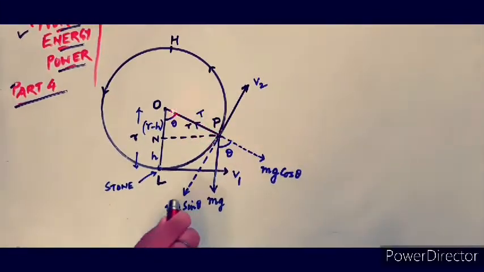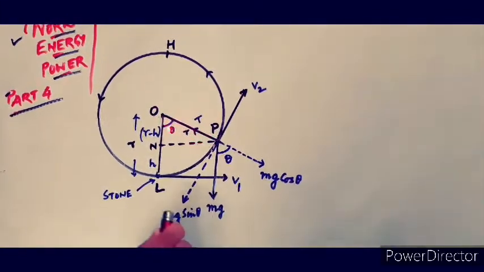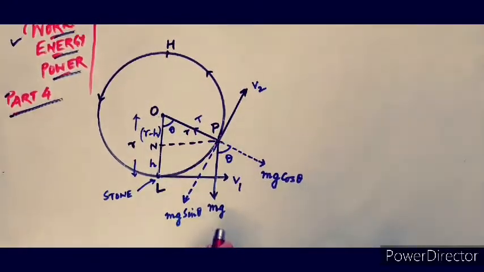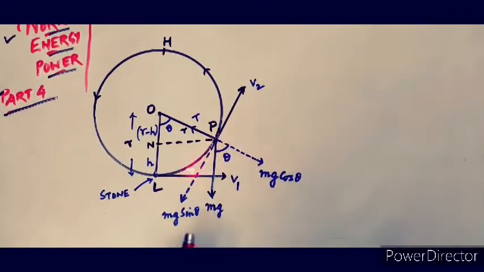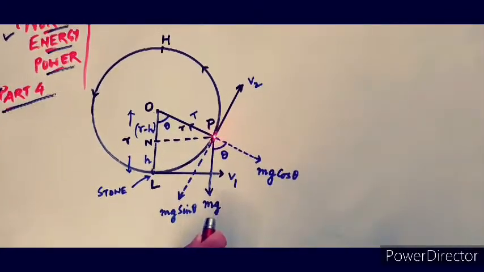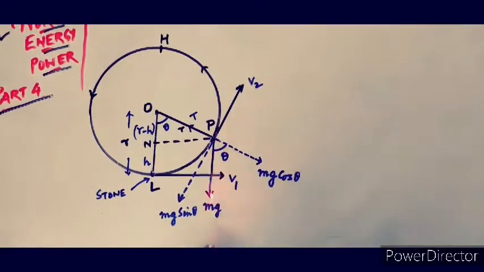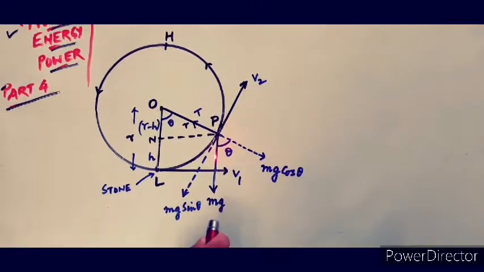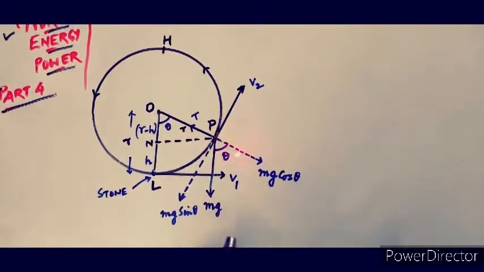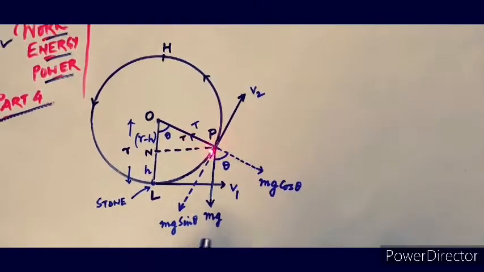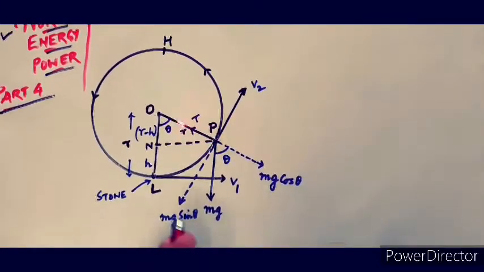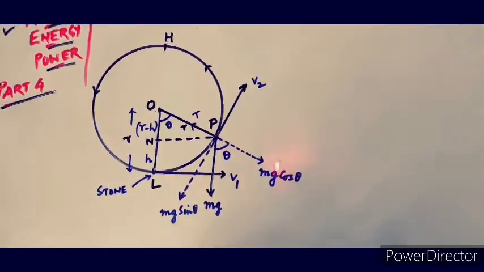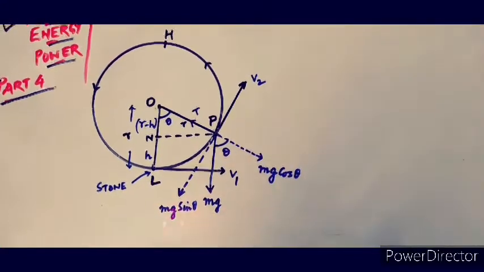Here T is the tension in the string or rope, by which it is revolving. When the stone reaches point P, the weight mg acts, and this mg is resolved into two components. One is mg cos theta, which is along the direction just opposite to the radius, and another component is mg sin theta.